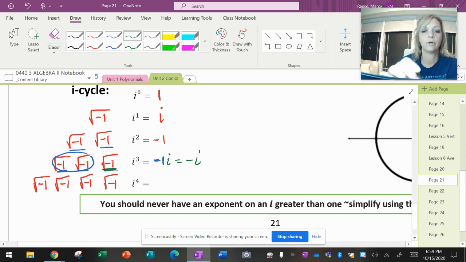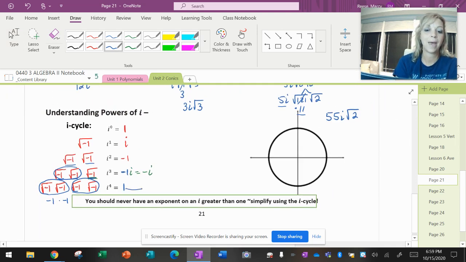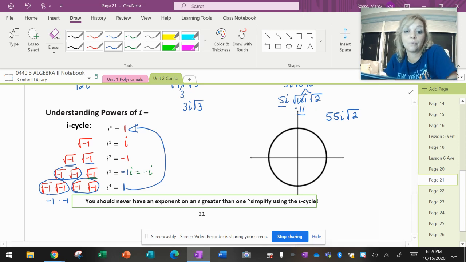And then i to the fourth is, okay, we got 2 of these. So remember, when you multiply something times itself, it just comes out of the square root, negative 1. Something times itself again, out of the square root is negative 1. And a negative 1 and a negative 1 make a positive 1. So that takes me back to this, doesn't it? And then it actually just cycles right through again. So we call this the i cycle.